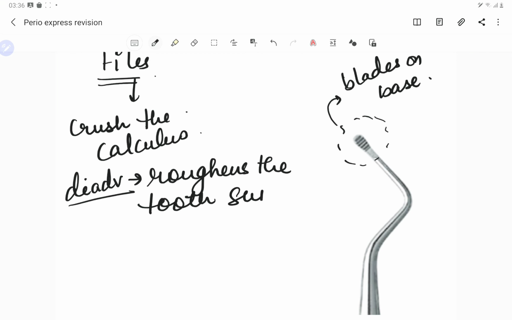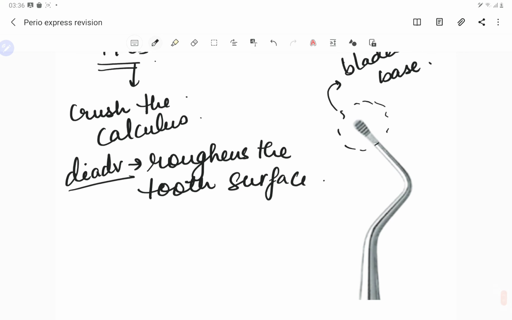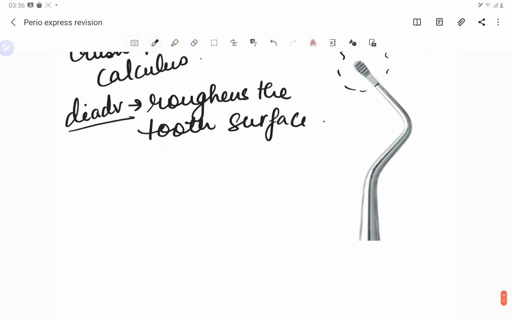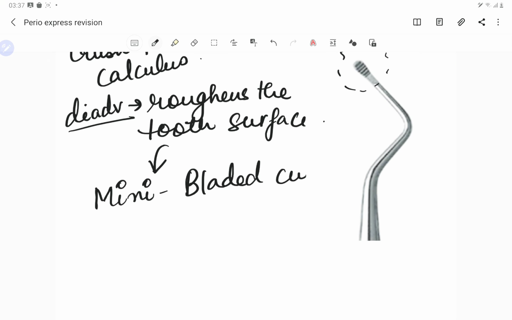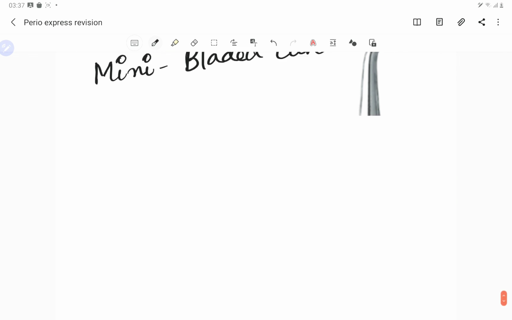And because of that, we have to use along with that some curettes. And this is the reason that we don't use these files anymore for fine scaling and root planing. So we usually use the mini bladed curettes once we use this file. So after using the file, we use these mini bladed curettes. And files can also sometimes be used for removing any overhanging restoration if they are present.